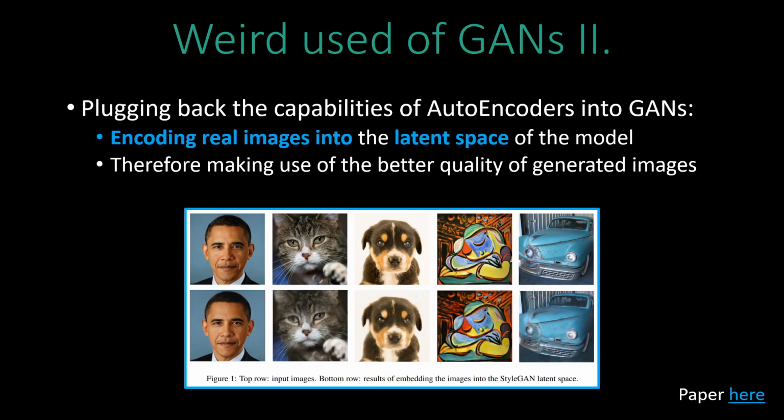Okay, so this is another use of relatively new research about GANs. Actually, the paper is from 2019, I think. It's trying to get some capabilities of autoencoders into GAN models. So, for example, encoding real images into the latent space of the model, and then being able to work with those images in the same way, to encode and decode or generate the image.